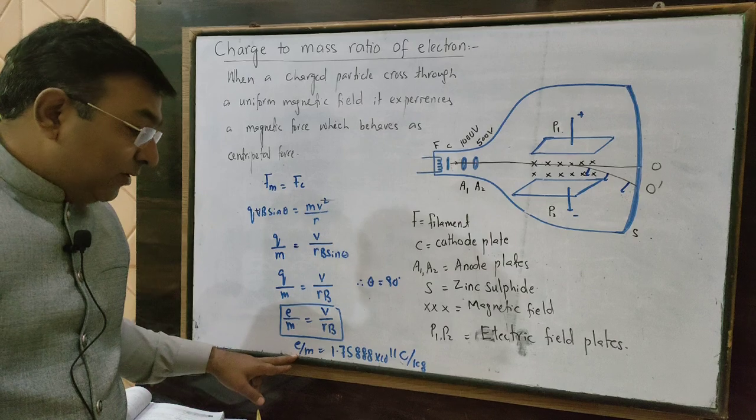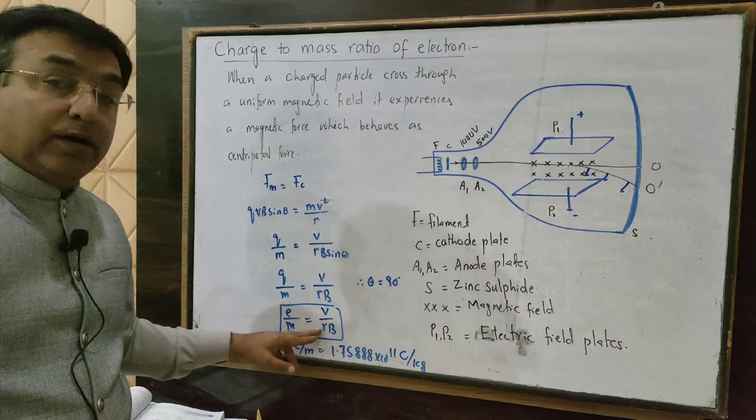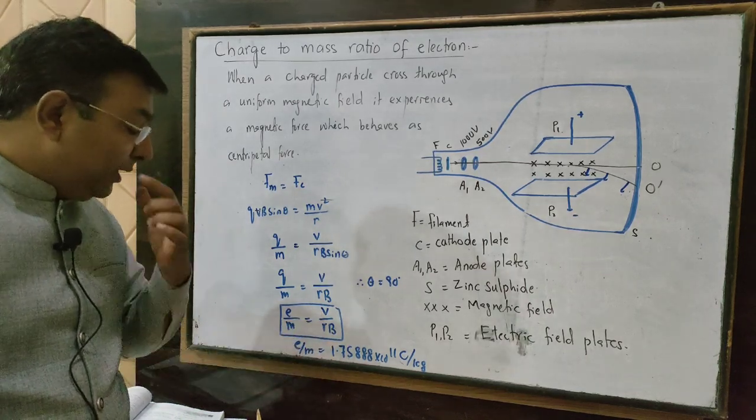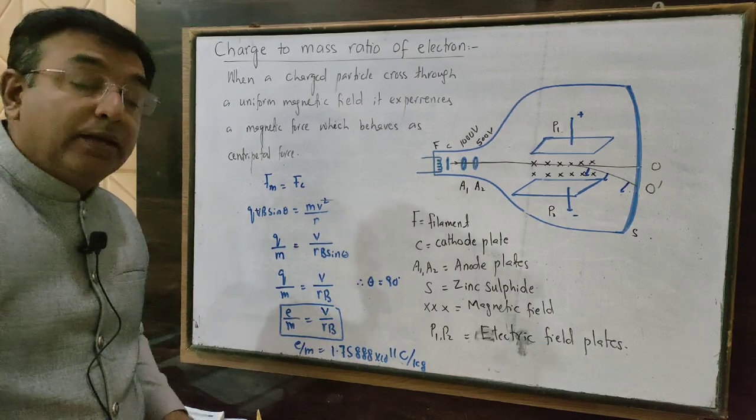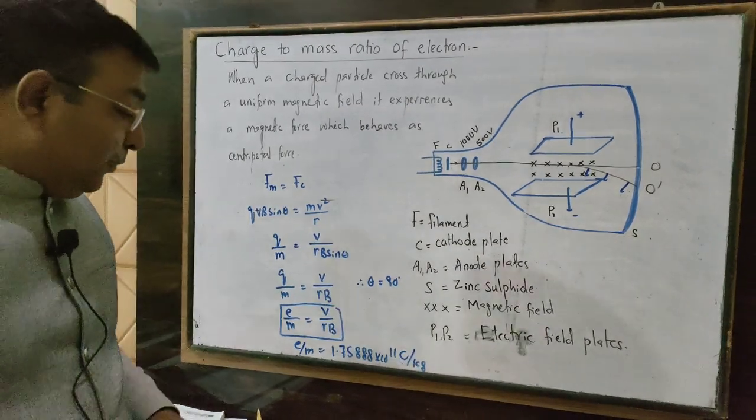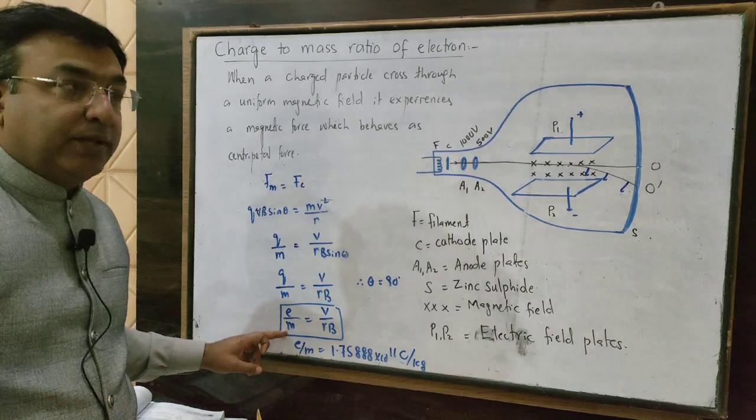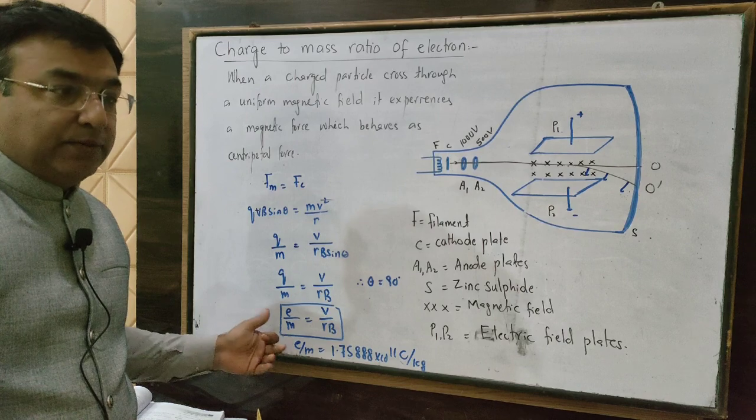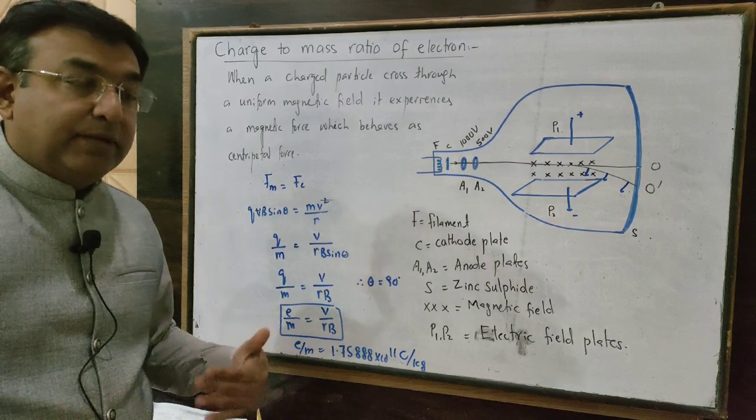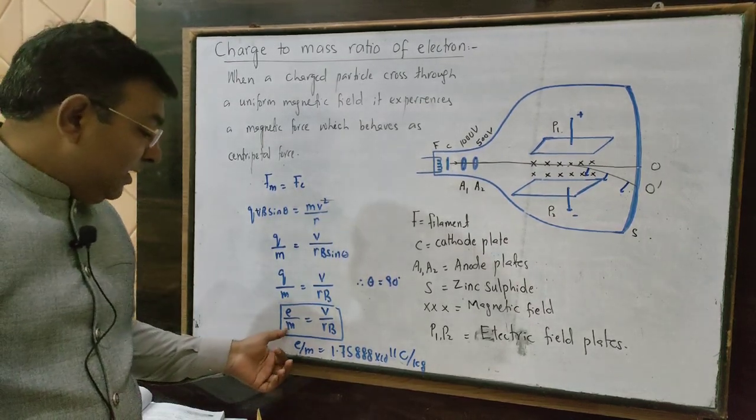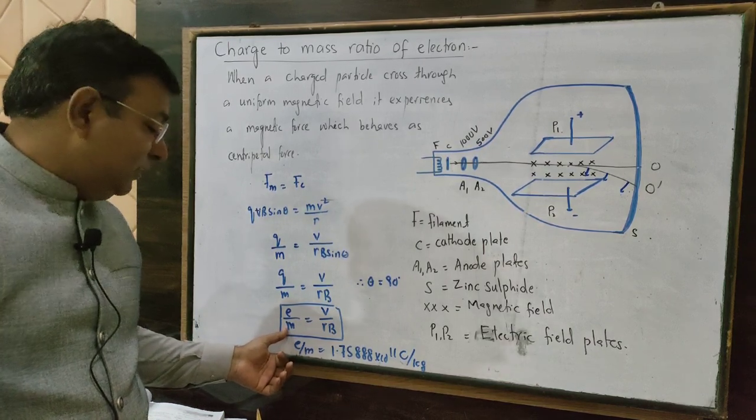This value is constant for the electron. If we change the value of v, automatically the values of r and B will also change, but the value of this whole factor remains constant, and that is 1.75888 into 10 raised to 11 coulomb per kilogram. Now if we are going to find the charge to mass ratio of proton, as we know, proton has a similar charge as that of electron, but the mass of proton is 1836 times larger than the mass of electron. Hence, the charge to mass ratio for proton is 1836 times less than the charge to mass ratio of an electron.